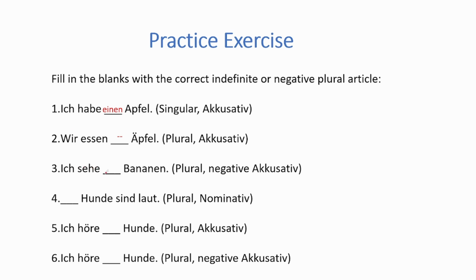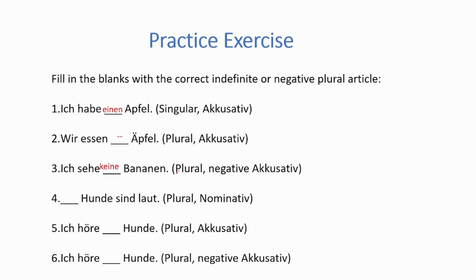Now third is ich sehe, fill in the blank, Bananen. Here, Bananen is the plural form of banana. So when we want to use negative accusative article, it will be keine Bananen. Keine Bananen. Okay? Because we can't use ein or eine, and here we have to specifically use the negative article. So that is why we are using keine, and when it comes to plural, it is keine Bananen.